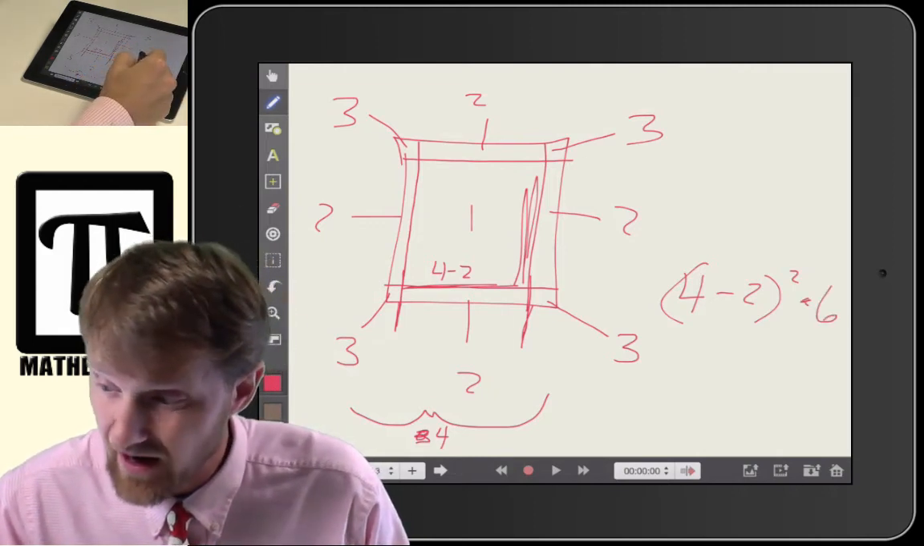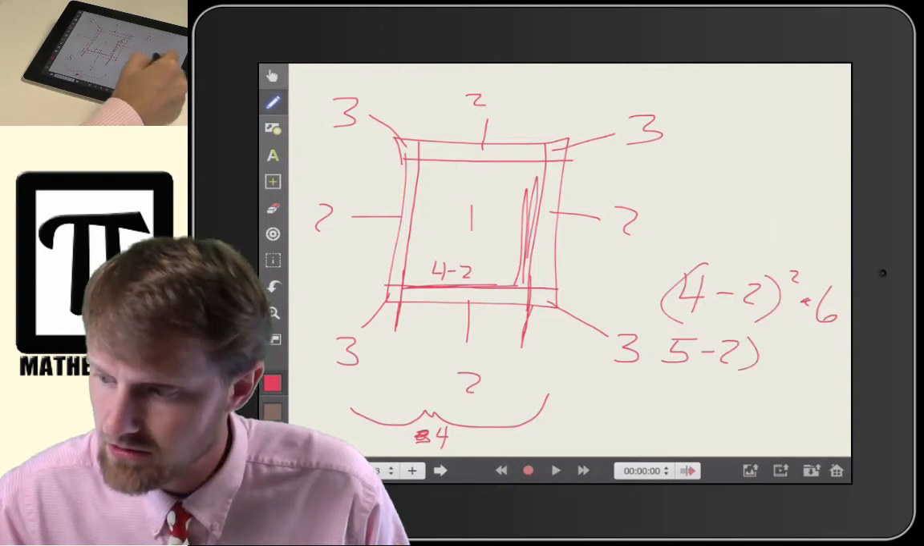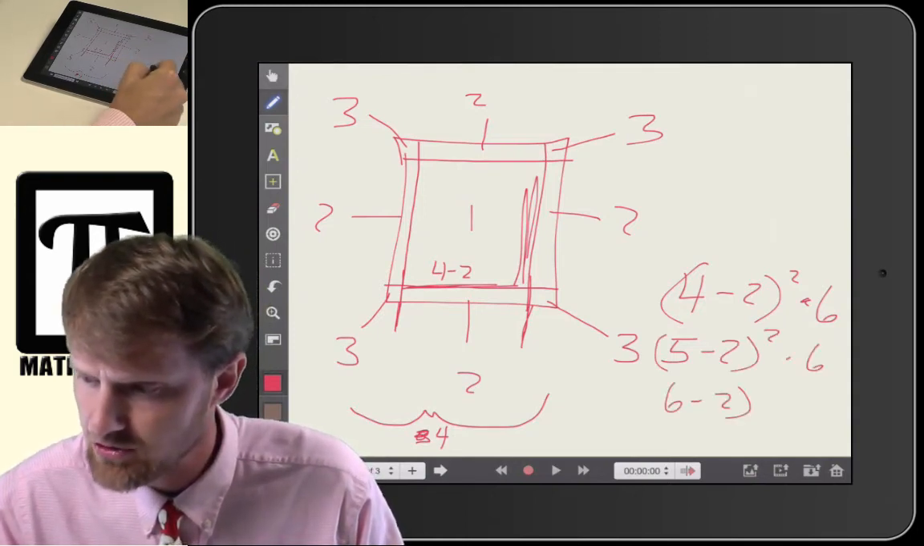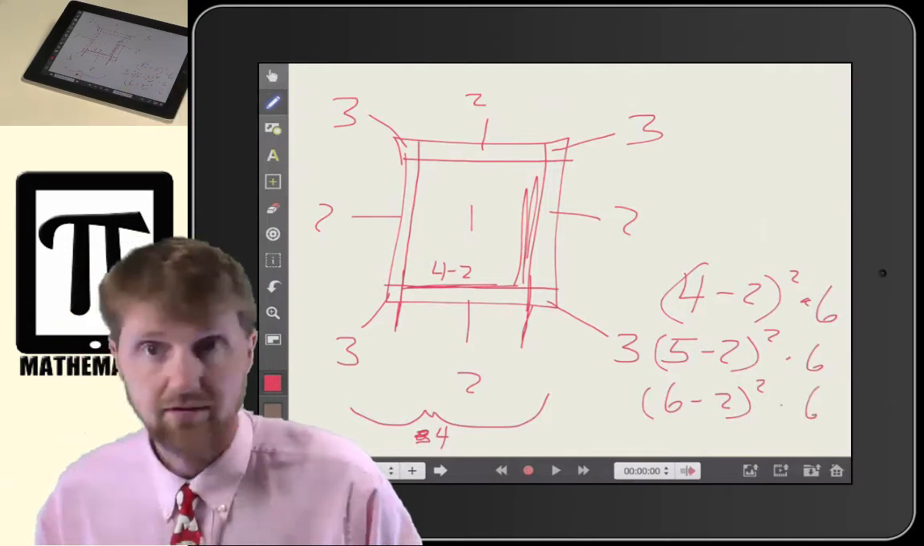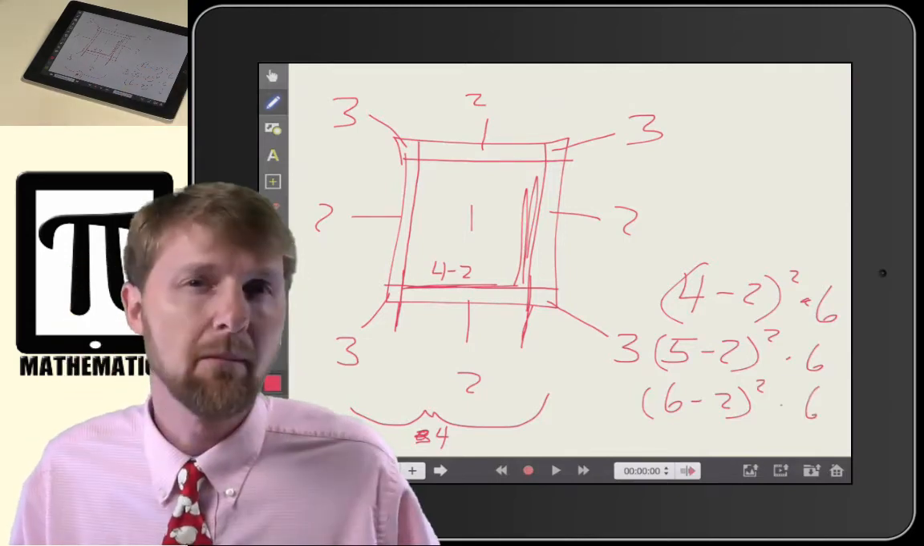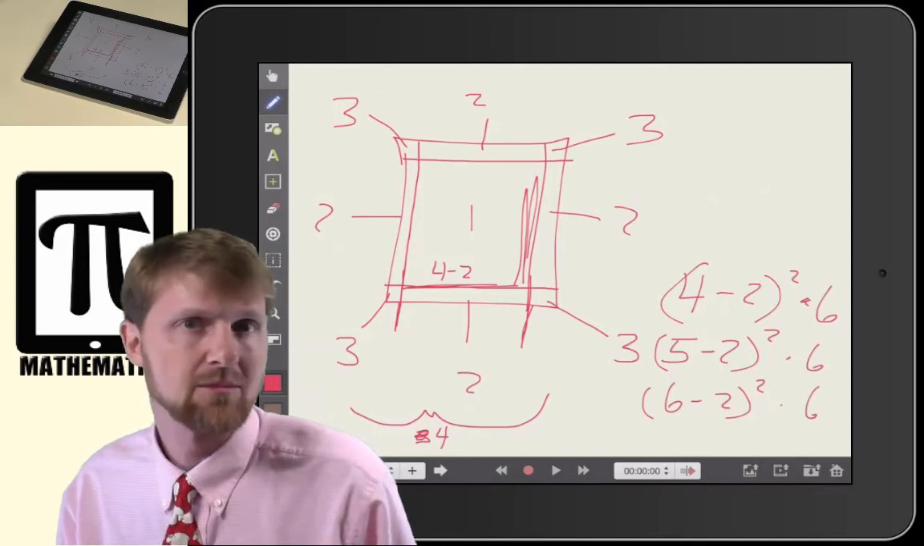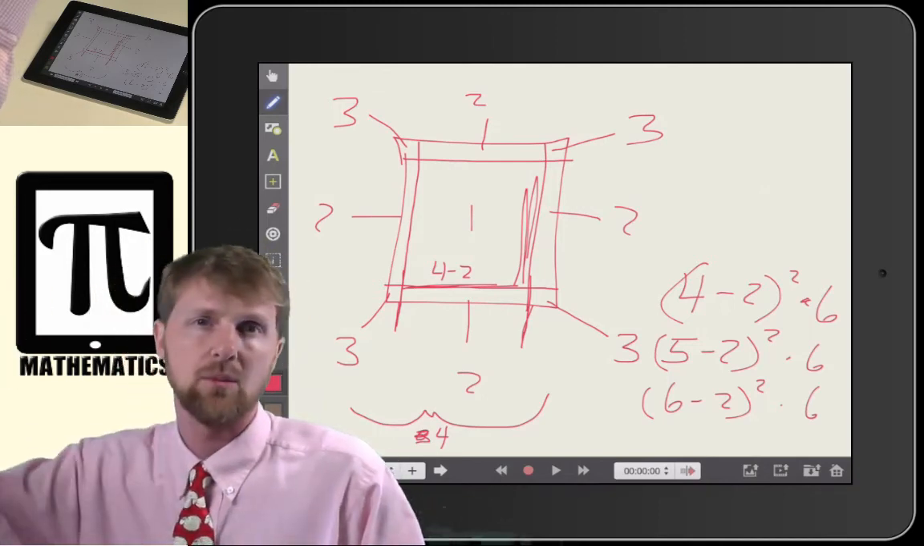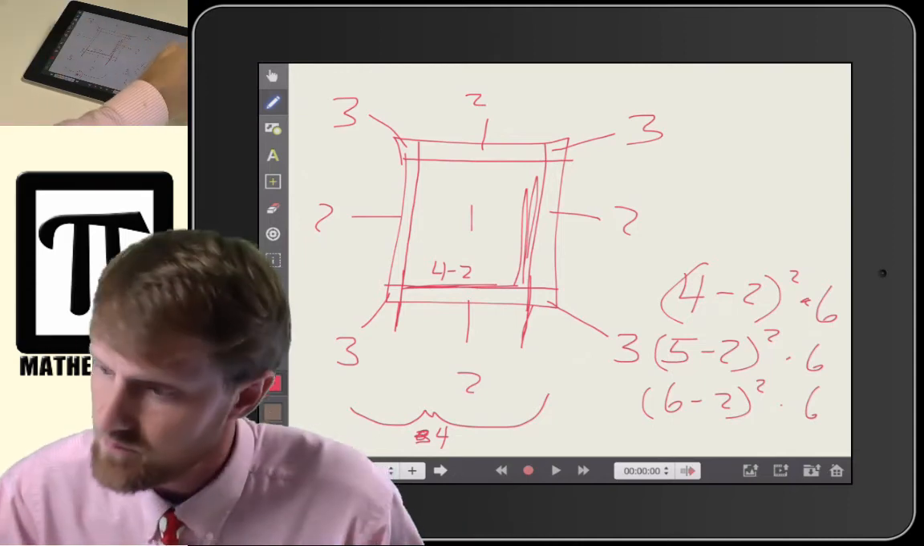Then if it were 5, it would be 5 minus 2 squared times 6. If it was 6, it would be 6 minus 2 squared times 6. If it was m, it would be m minus 2 squared times 6. So you got m minus 2 squared, and then multiply it times 6.